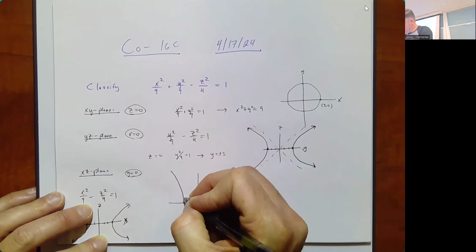And then in the X direction, 1, 2, 3, 1, 2, 3. Here's my hyperbola in the X direction, kind of coming out at you, and then also away from you. And then finally, in the XY plane, we have that circle.